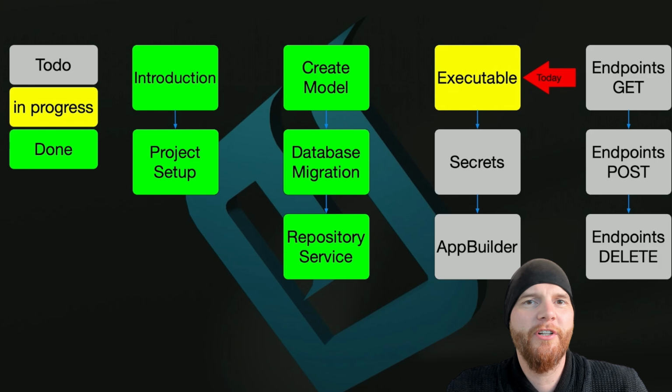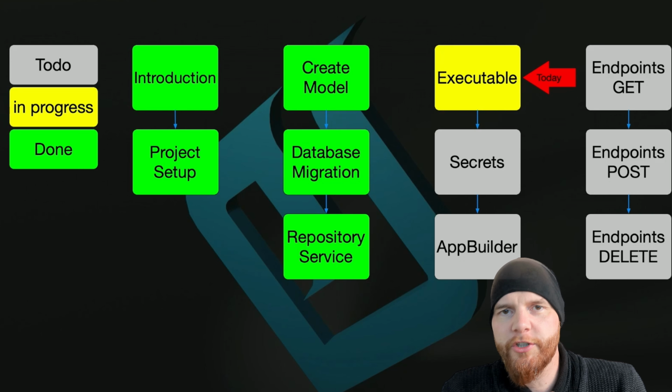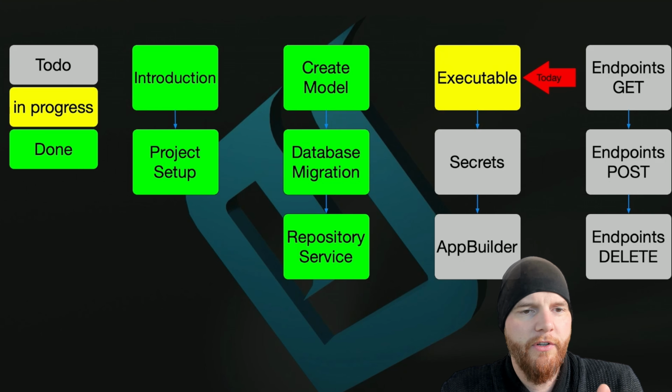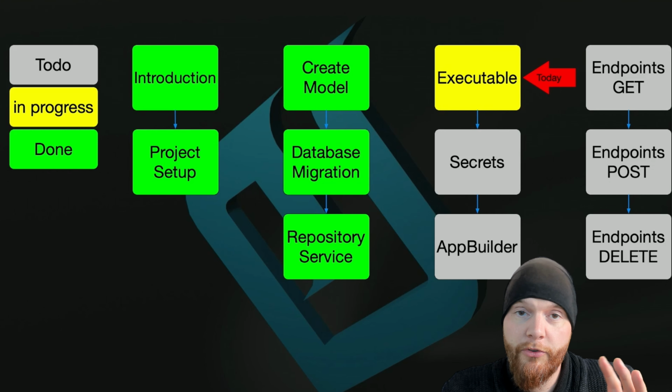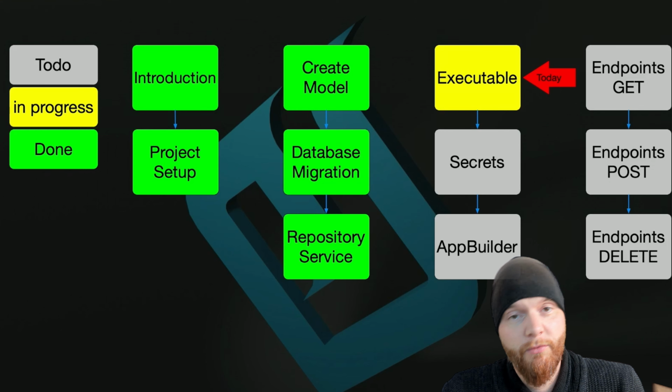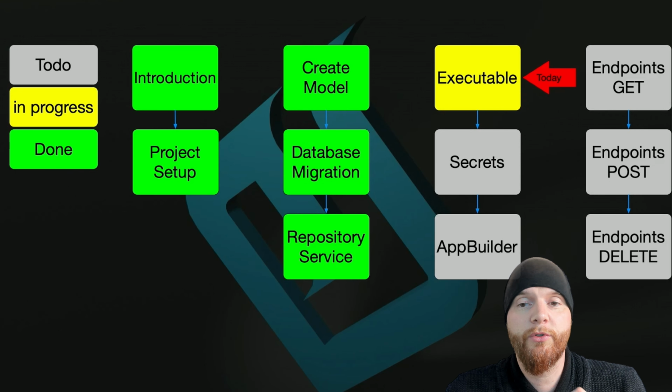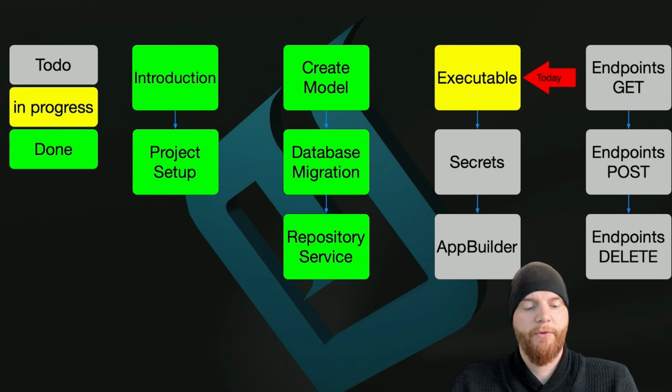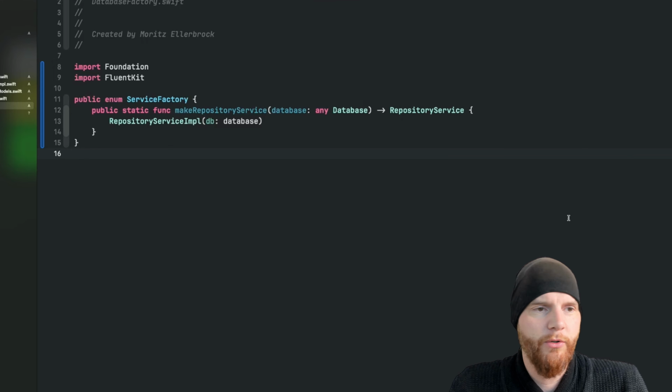Today we will do the executable, and if you haven't seen the other episodes, I already gave you a small introduction in one episode. I did the project setup all in package.swift. I created the model, the database migrations, the repository service was up last time. Very interesting. And today we're going to do the executable, as I said. And with that, let's jump into the code.